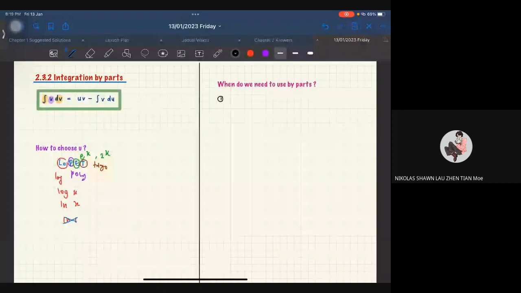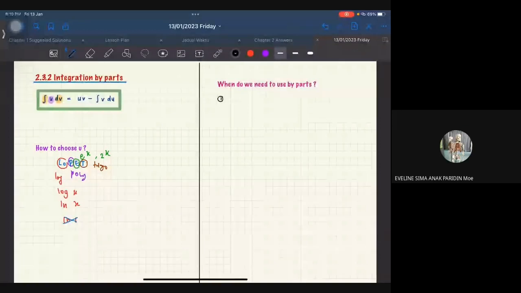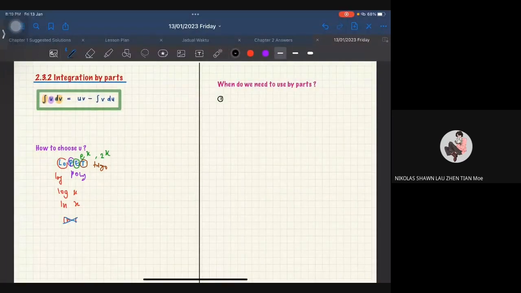Boleh tak suara ni? Miss, suara Miss sekat-sekat. Sekarang dengar tak? Jelas tak sekarang? Hello. Testing 1, 2, 3. Sekarang okay, Miss. Sekarang okay.